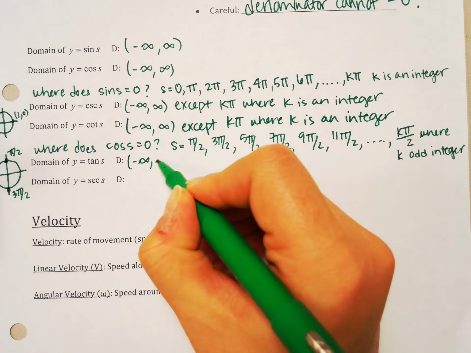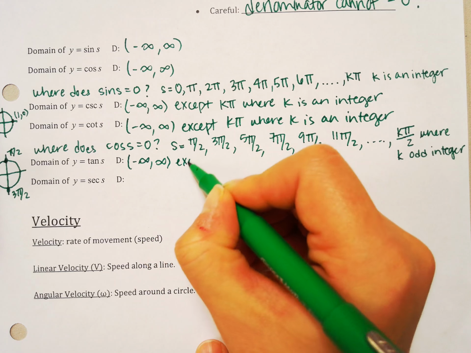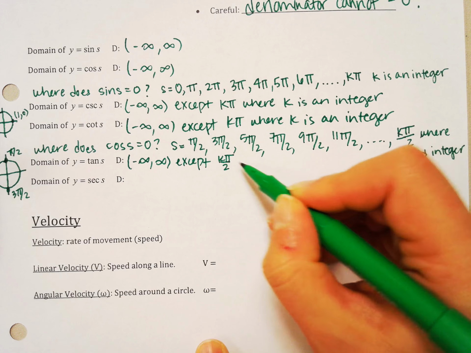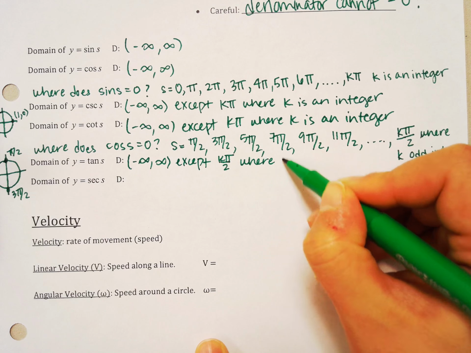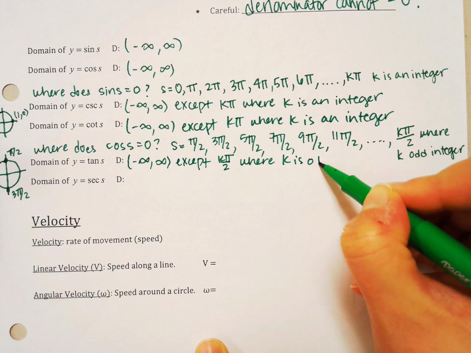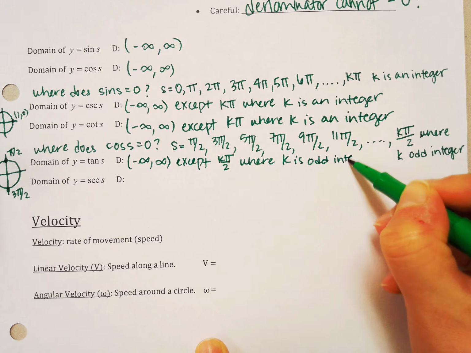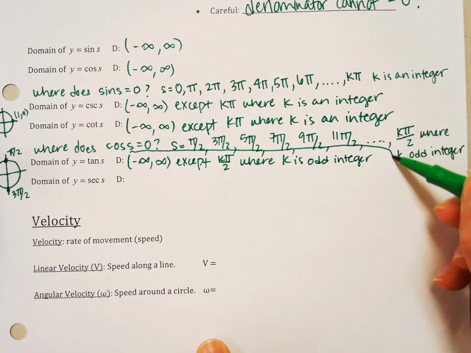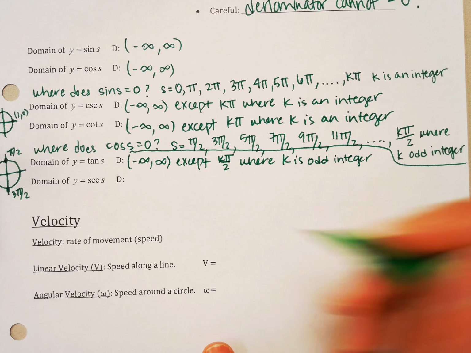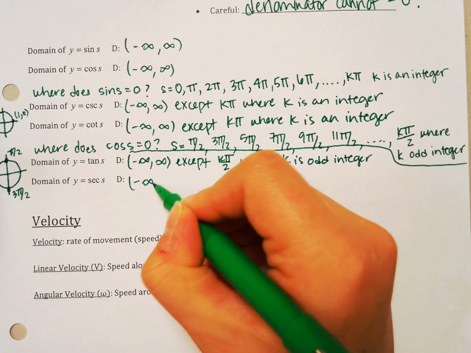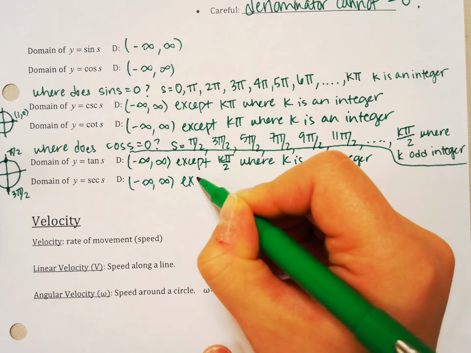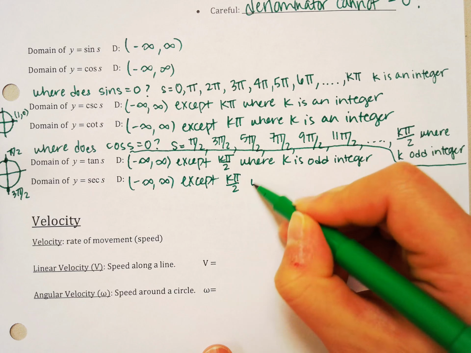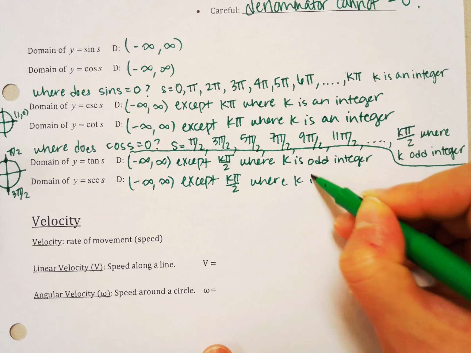It's everything except k pi over 2, where k is an odd integer. And same thing for secant, -infinity to infinity, except those values where k pi over 2, where k is an odd integer.